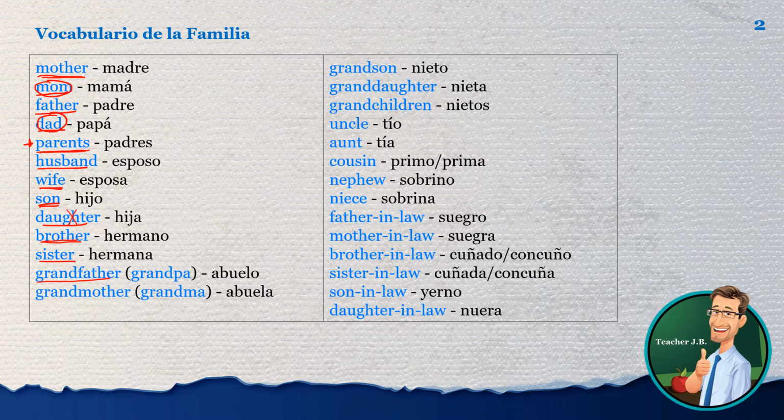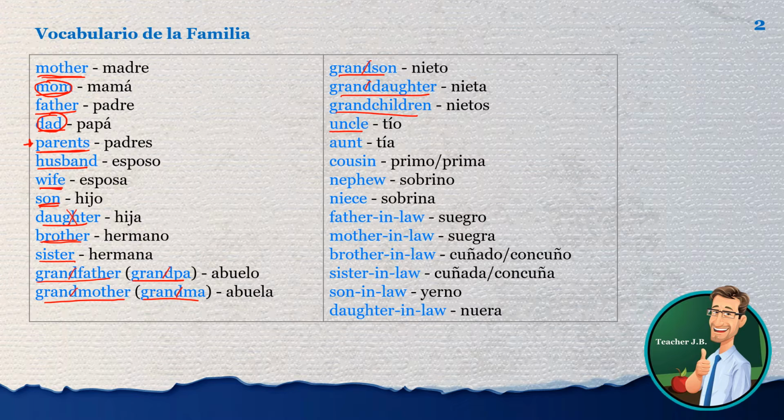Grandfather or grandpa. Grandmother, grandma. Here, this D does make a big sound. Grandfather, grandpa. Grandmother, grandma. Grandson, again, know this sound? Grandson. And granddaughter, and grandson and granddaughter become grandchildren.